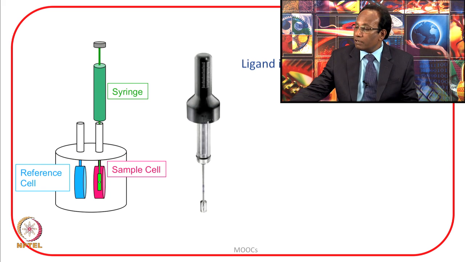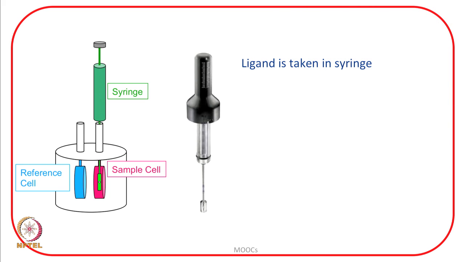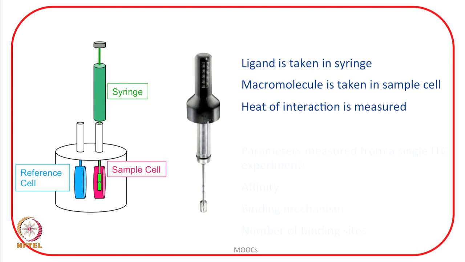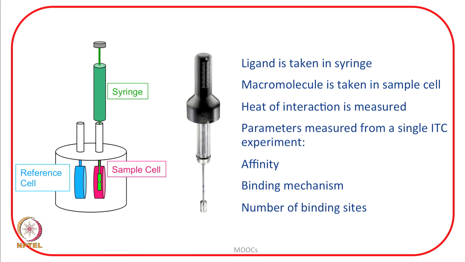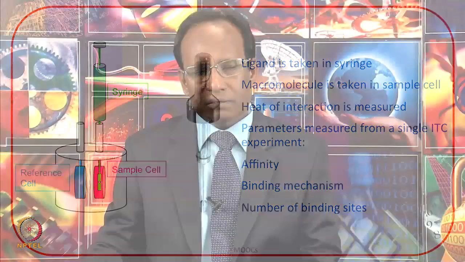And that is what is commented in here. Ligand is taken in the syringe, macromolecule is taken in the sample cell, heat of interaction is measured, and the parameters which we will eventually get from a single ITC experiment are affinity. Affinity means the binding constant or equilibrium constant, binding mechanism, and number of binding sites. We will discuss the principle in a little bit more details.